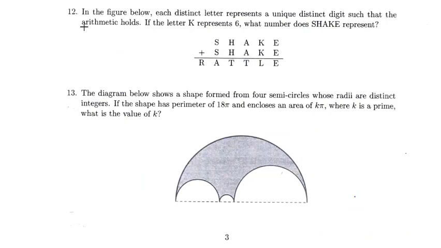SMO 2020 Junior Section First Round, problem number 12. In the figure below, each distinct letter represents a unique distinct digit such that the arithmetic holds. If the letter K represents 6, what number does SHAKE represent?